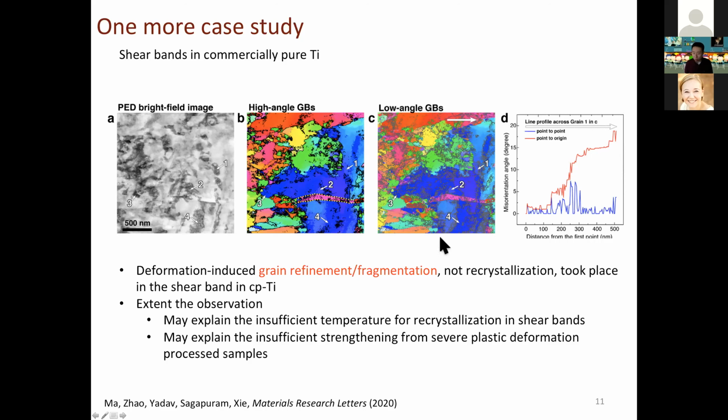Then you may wonder why this is important. How does this teach us in terms of the processing as well as deformation of metallic systems? There are two implications to us.